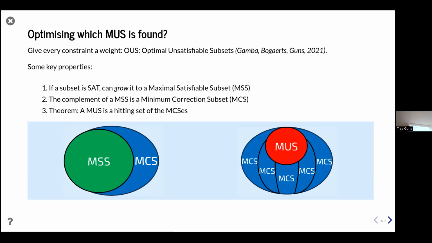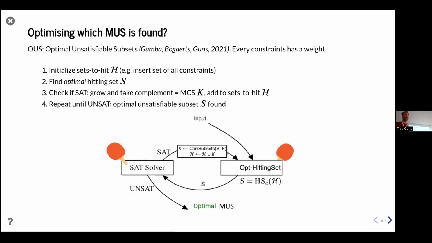The second key property is that if you take the complement of a maximal satisfiable subset, then you get what we call a minimal correction subset. And now there's a theorem, and that says that a minimal unsatisfiable subset is a hitting set of the minimal correction subsets. Okay, why am I showing this without any context? That's because to find the absolute smallest one, or even the weighted one, the optimal unsatisfiable subsets, we will use an implicit hitting set algorithm.